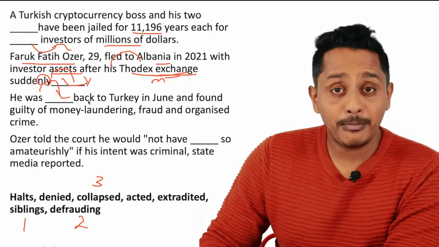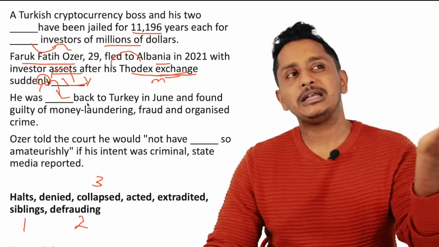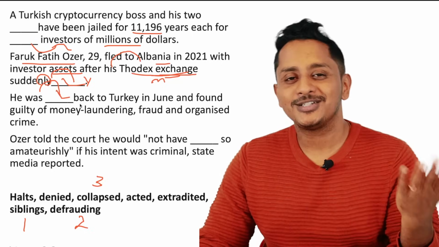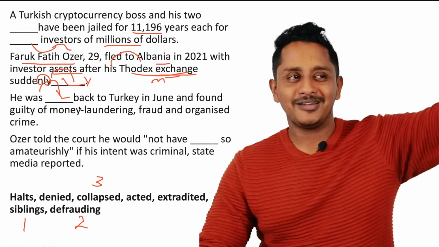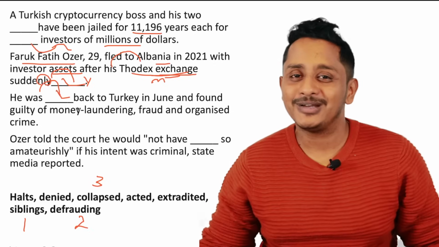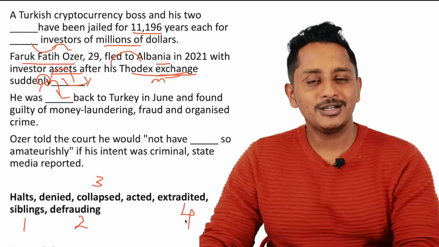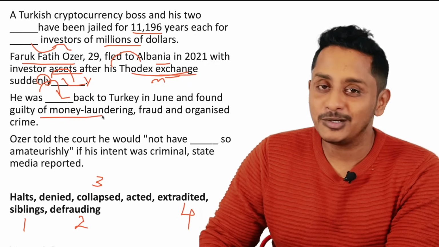He was dashed back. The word that always goes with the word back is he was taken back. Extradited back. This guy went to another country, the policeman went there and took him back. That's called extradited. Extradited back to Turkey in June and found guilty of money laundering.